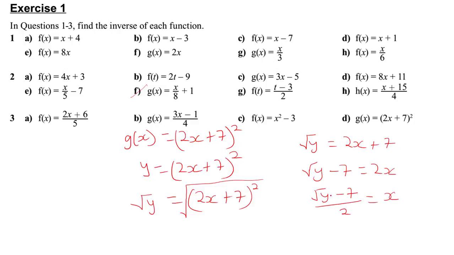Then all I need to do now is to make x, the inverse is going to be g minus 1 of x equals this. But you see now the y becomes x, like we agreed earlier. Okay, and then I've got minus 7 there, all divided by 2. So that is the inverse of that function.